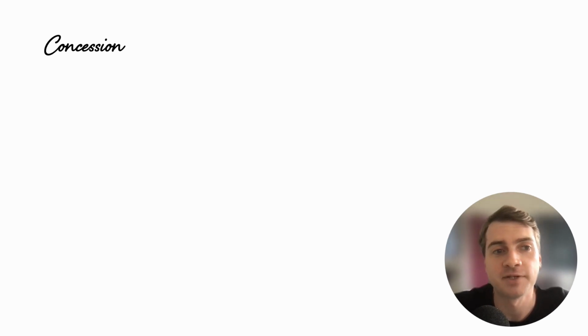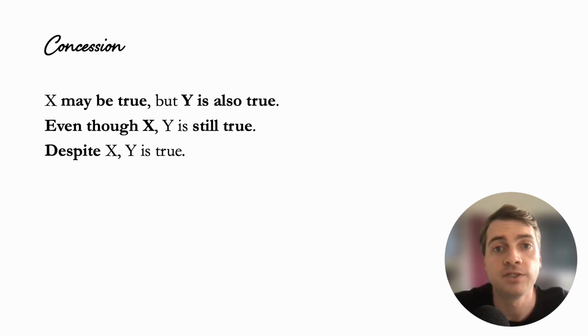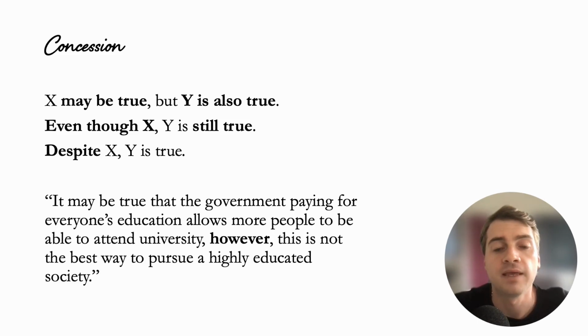Okay, last type of transition is concession, all right? X may be true, but Y is also true. Even though X, Y is still true. Despite X, Y is true, okay? So for example, it may be true that the government paying for everyone's education allows more people to attend university. However, this is not the best way to pursue a highly educated society.